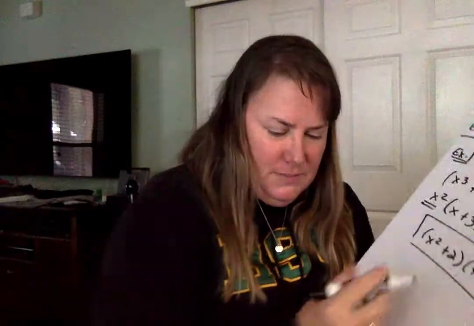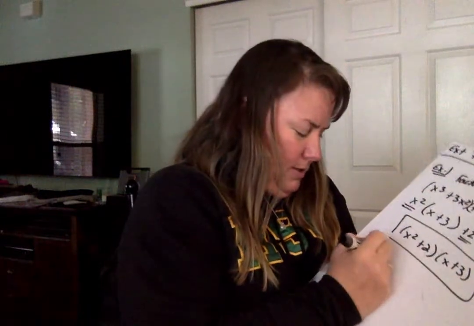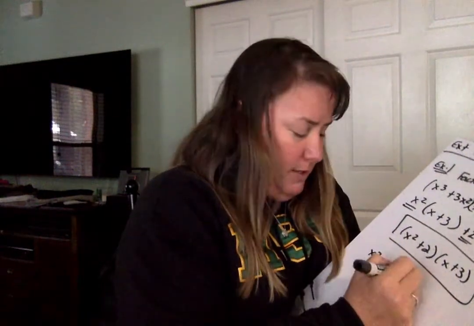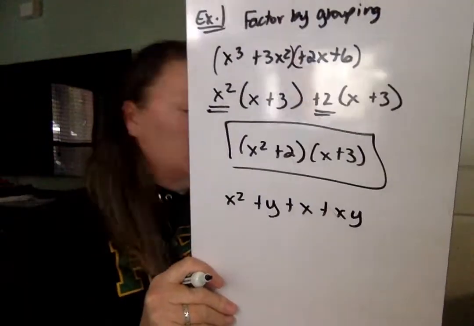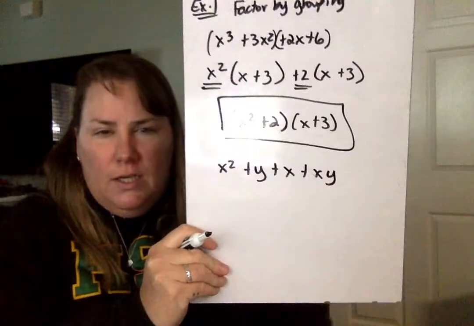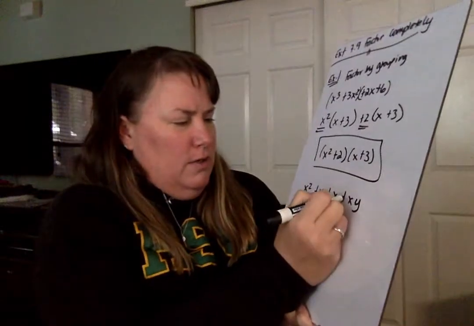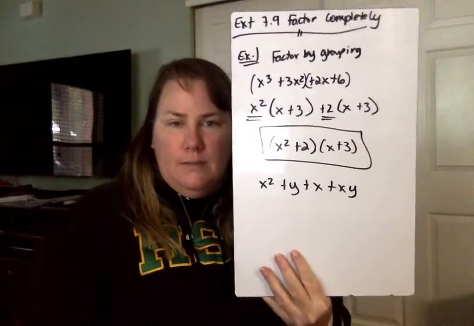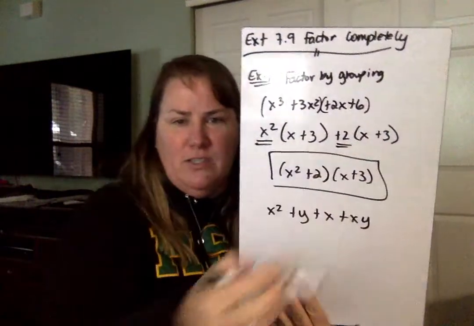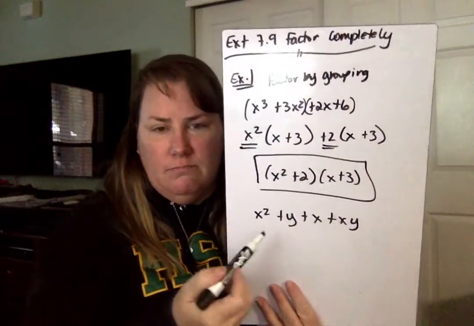Let's do another one. Let's go x squared plus y plus x plus xy. This one's a little tricky. It's going to get you to think. Can't easily just set up our grouping symbols like this.